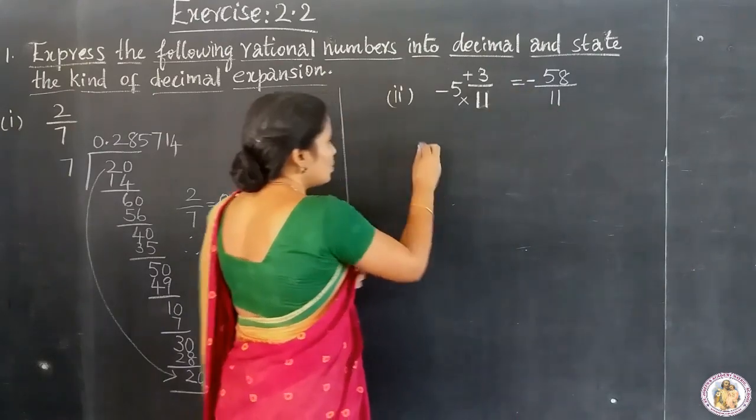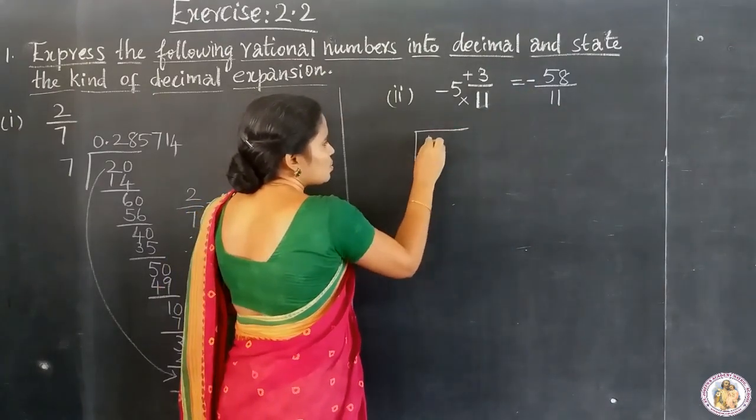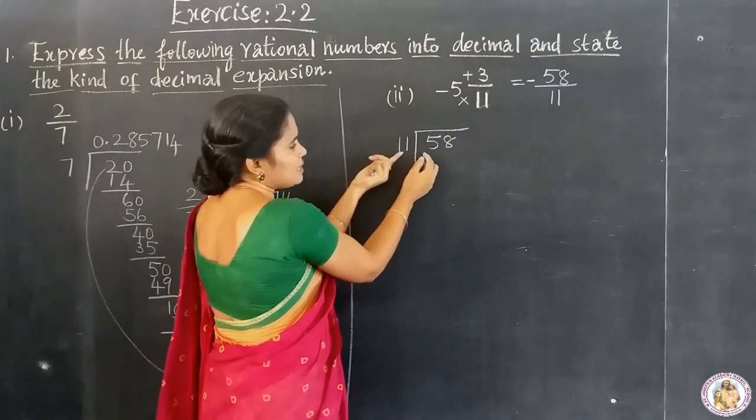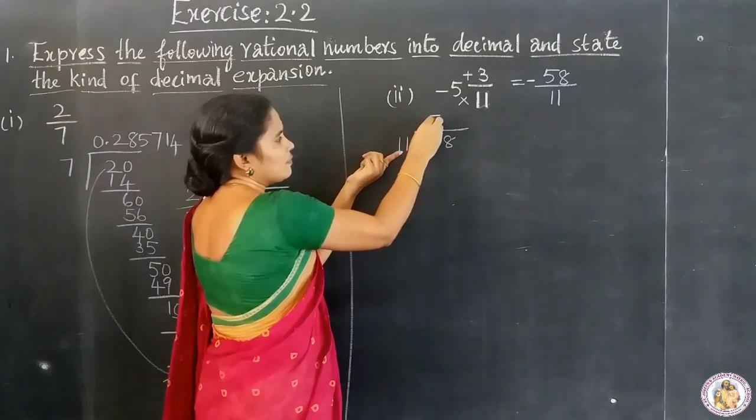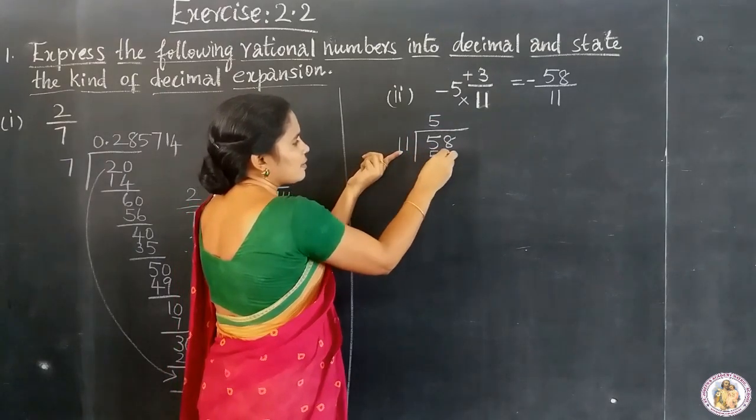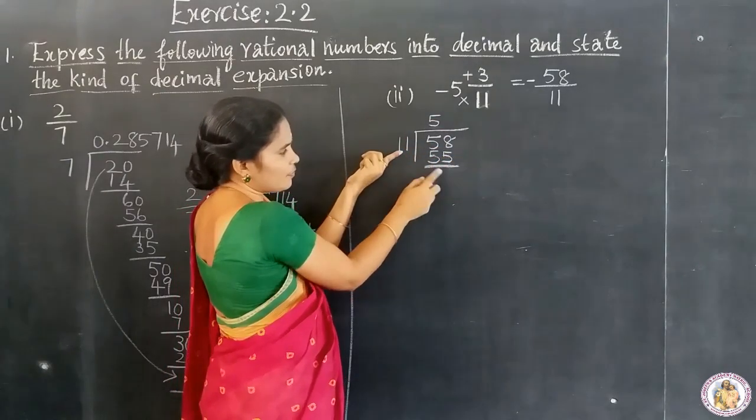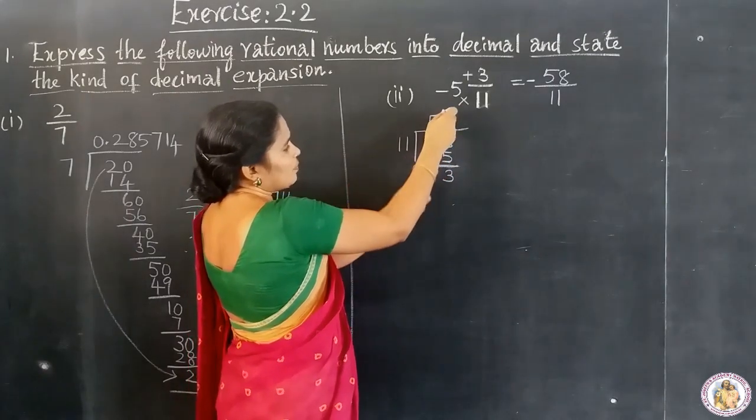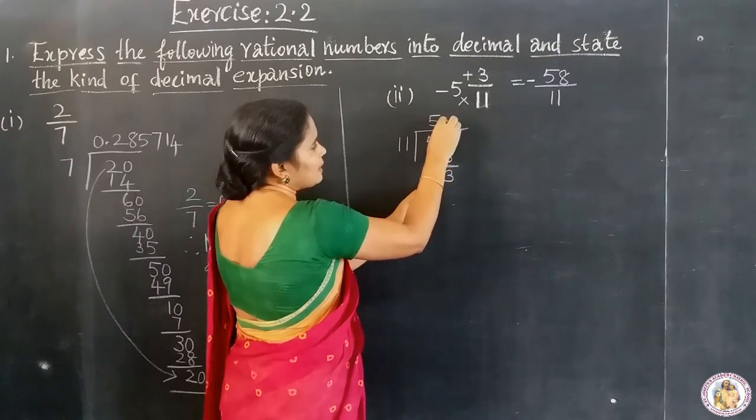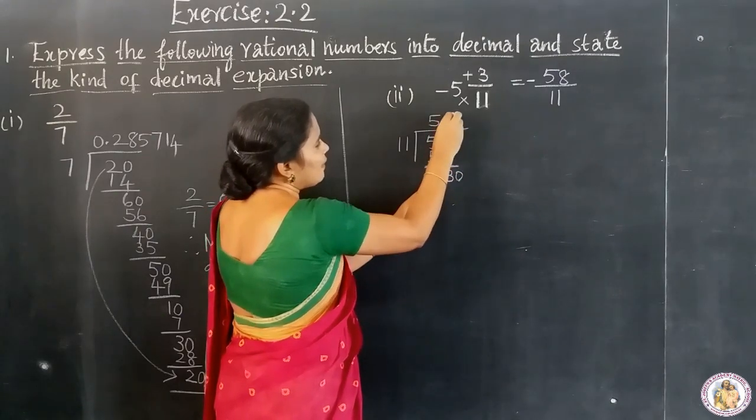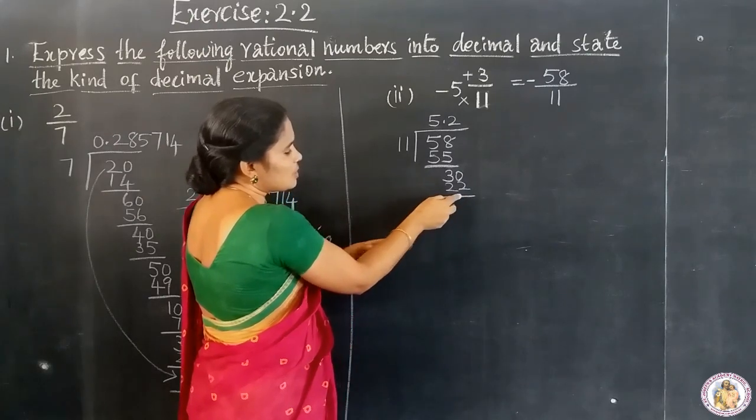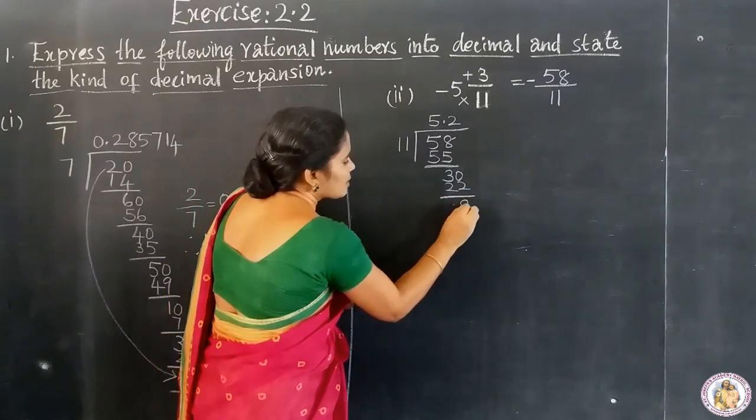So again we have to do normal division. So 58 divided by 11. 11 tables is very easy. 11 5s are 55. 8 minus 5, 3. So we don't have any other number. Keep decimal, add 0. 11 2s are 22. 30 minus 22 is 8.